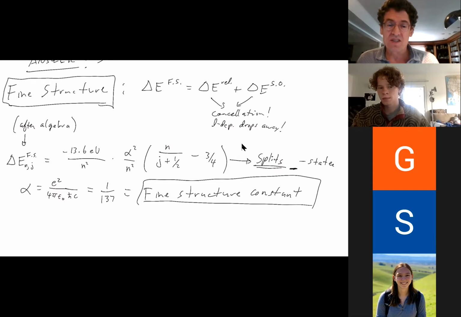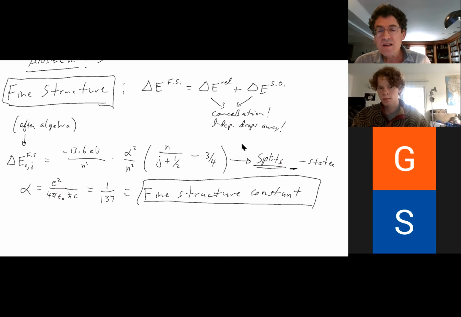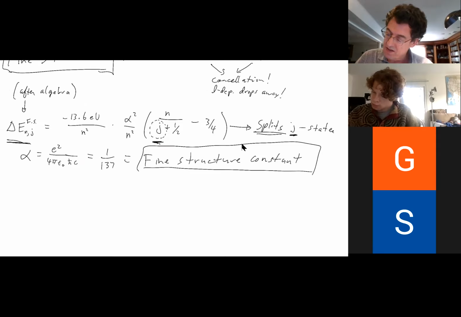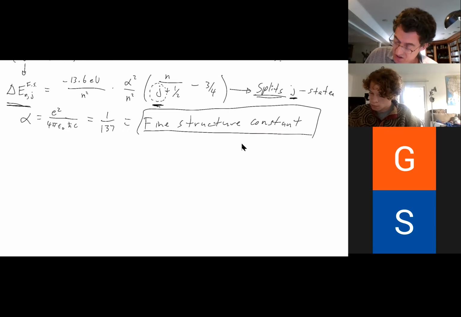Can somebody tell me? The states with different total angular momentum. That's exactly right. The j states. And you can see it because in here, there's a j. And so that means that delta E depends on j. And so it splits the j states. The j states get split. And so that's the ones that get split. And so let's just do an example.